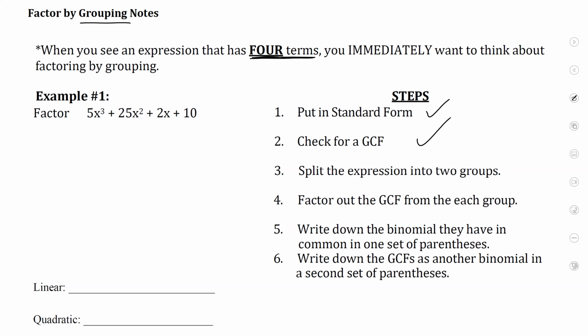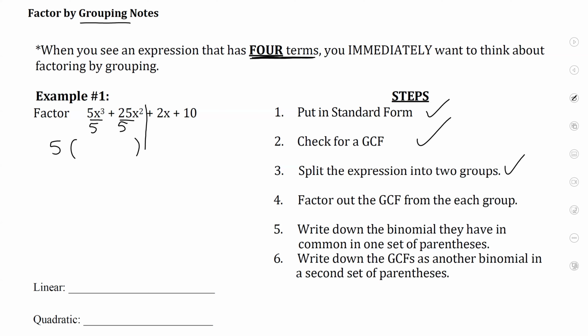Step 3, split the expression into 2 groups. Go ahead and draw a line. We're going to split it into 2 groups. That's step 3. Step number 4, factor out the GCF from each group. Now, if I only pay attention to these 2, is there a number they can both be divided by? 5. So everyone write 5. Whatever we divide by will go on the outside.